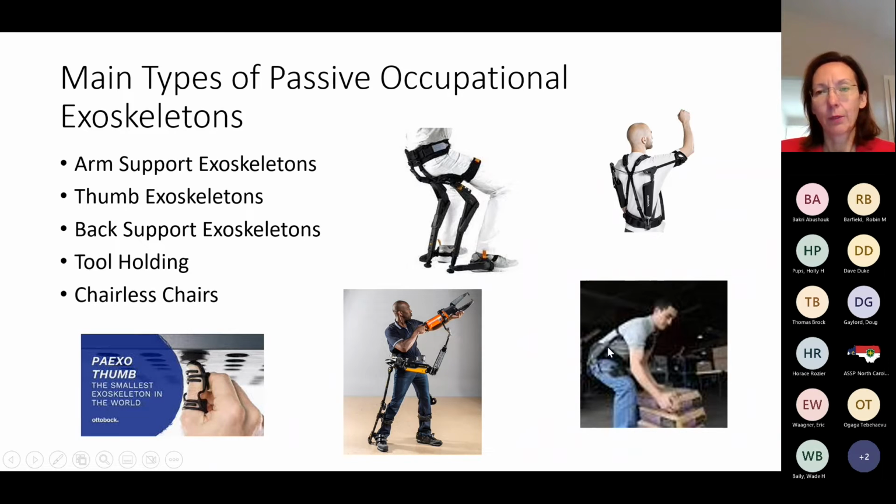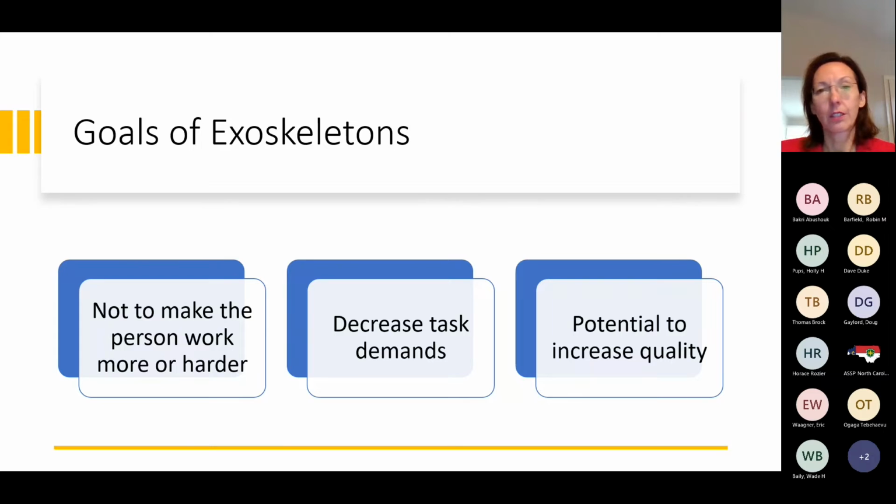We have tested, I had one of these, but we actually just ended up testing arm support. They're not to make the person work harder, okay? They're just to decrease the task demands. And there have been some studies, like there was a study with Lincoln Electric on welding, that they had the potential to increase quality, presumably through a reduction in fatigue. So one of the things when we were out, the employees were always like, oh, you just want us to work harder? We're like, no, that is not the point of these. The point of these is, instead of having an intervention on the job, the intervention is on the person.